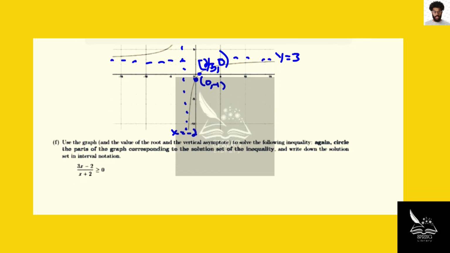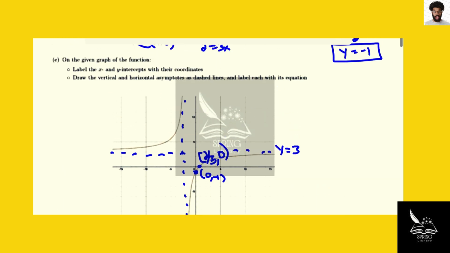And now the inequality, when it's greater than or equal to 0, I highlight this in green. It's wherever the function is greater than or equal to 0. So what I've highlighted in green is above the x-axis, therefore it is greater than 0.